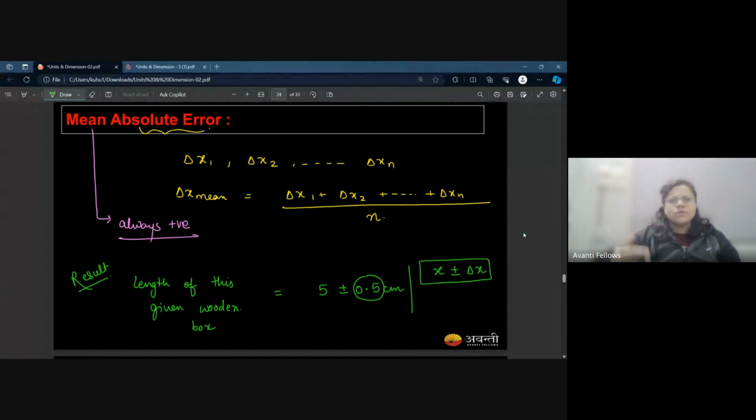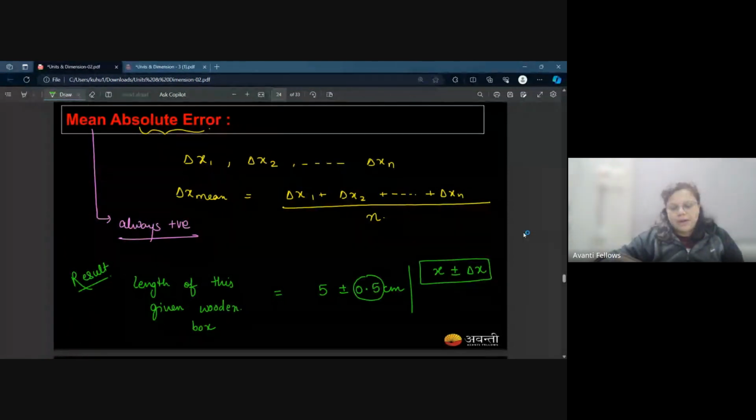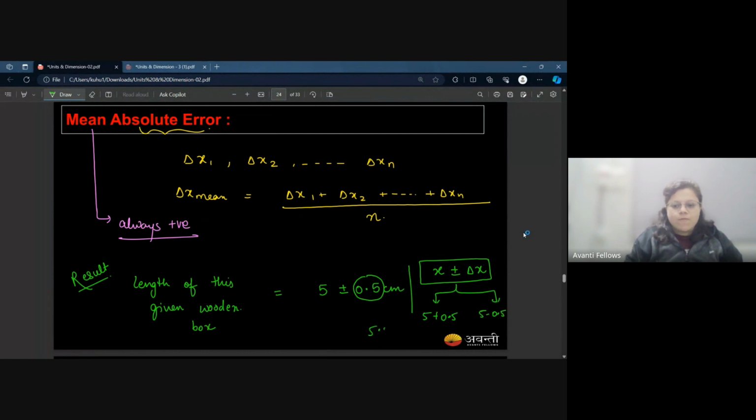I think you use this kind of terms in your daily practice, like "upar neeche 21 20 hai na?" We use it like 19, 20, 21, 22, something like this, meaning there isn't much difference. In that situation, what does it actually mean? For example here, 5 plus 0.5 and 5 minus 0.5. It means from 5.5 to 4.5. This length is lying within this range. Is that okay?